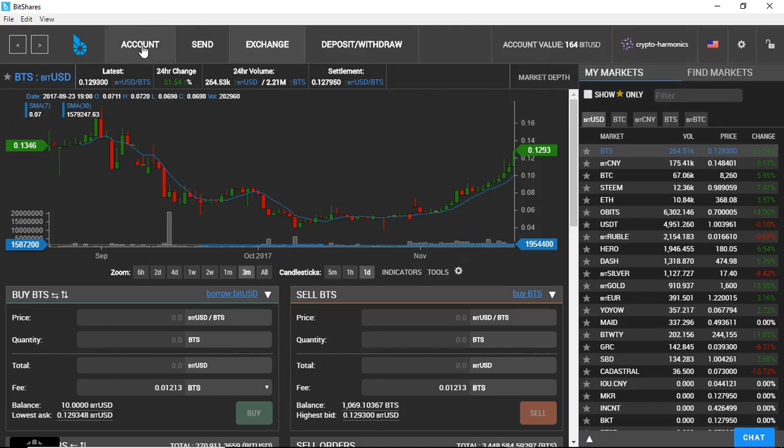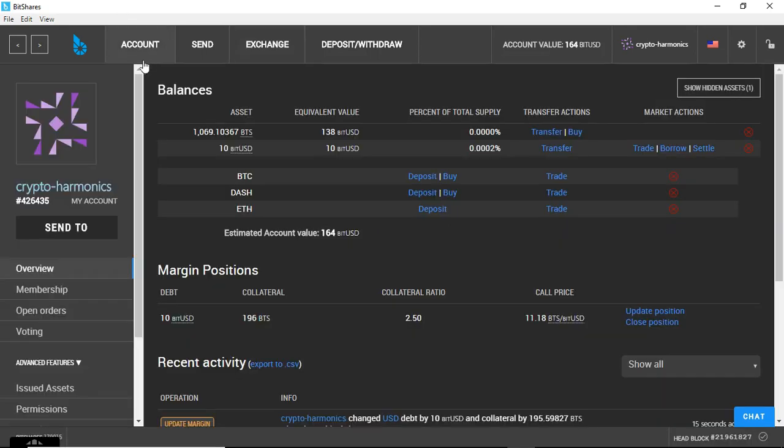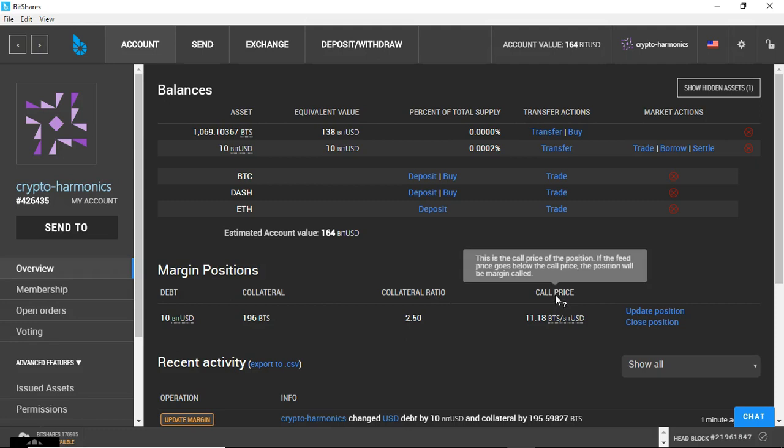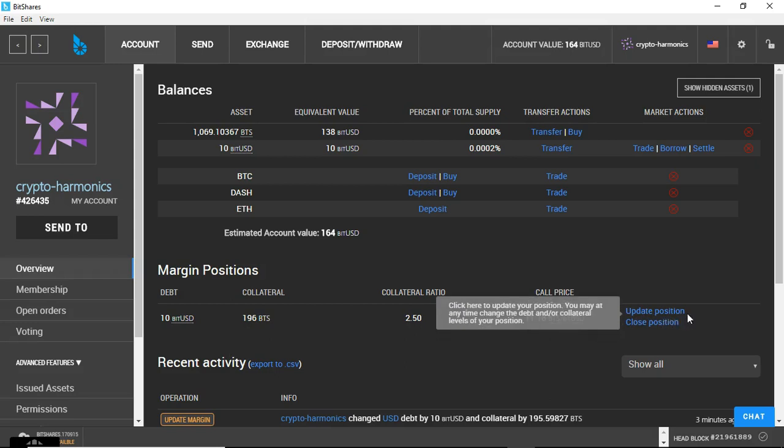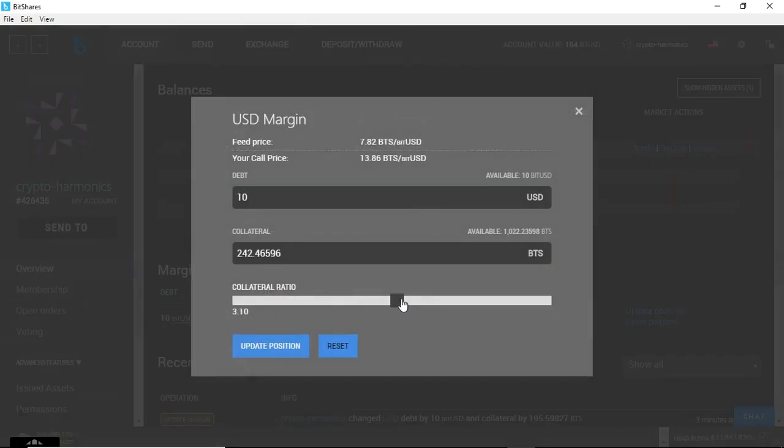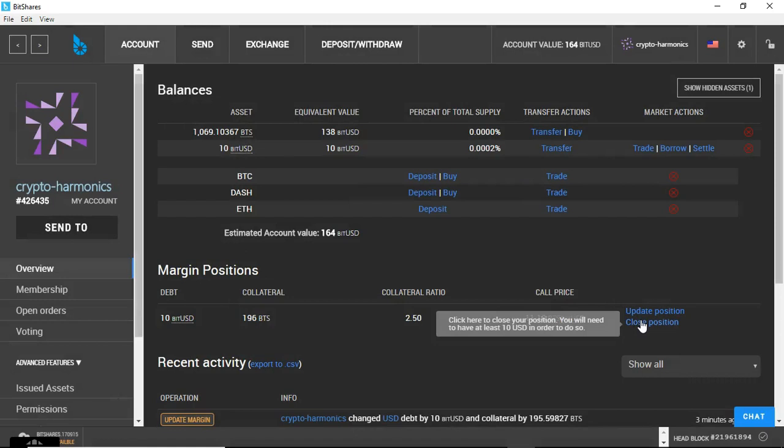All right, and we can go back over to my account here and see I have 10 bitUSD, and now I have a little over 1,000 Bitshares. So what's cool here is under margin positions, it'll give you everything you need to know: how many Bitshares you have locked up in here, the collateral ratio, and what the call price is. Basically, the position you would be margin called at. And you can see it'll list all your recent activity. So you can update the position as well at any time, and you can re-collateralize, say, hey, I want to do more collateral, things are about to get choppy, so you don't get margin called. I think that's cool.